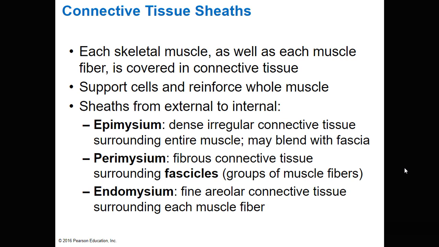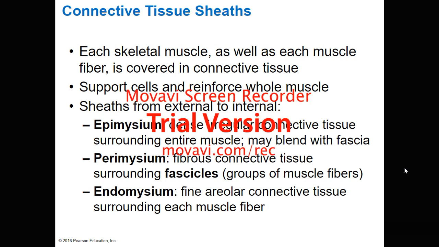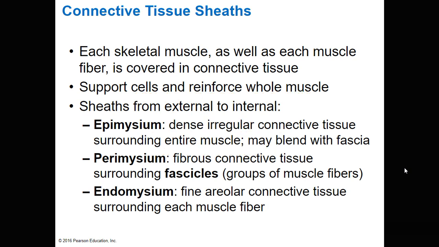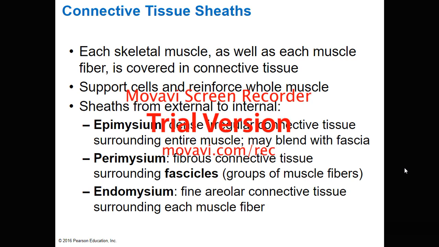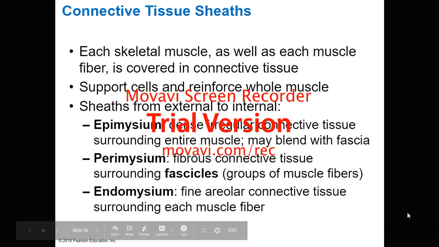So the entire muscle is covered in the epimysium. You can think of the epimysium as an overcoat of dense, irregular connective tissue that surrounds the whole muscle. The epimysium again is the overcoat. It's going to surround the entire muscle.